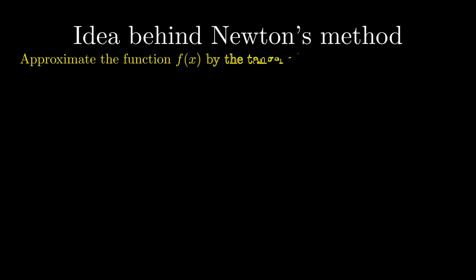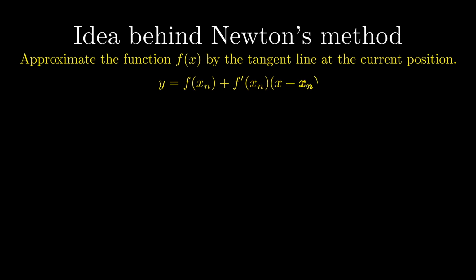Now, what is the idea behind Newton's method? Well, the idea is pretty simple. Essentially, we just want to approximate the function f of x by the tangent line at the current position. So we can write y equals f of x_n plus f prime of x_n times x minus x_n. So this is essentially just a first order Taylor expansion.